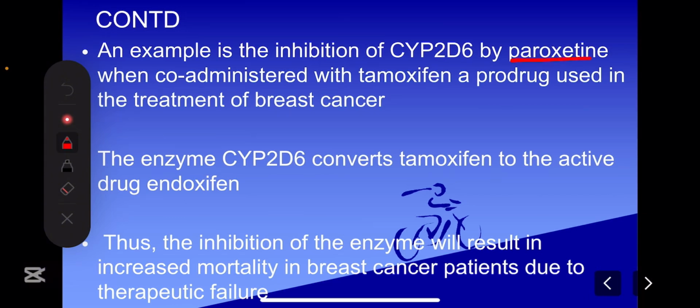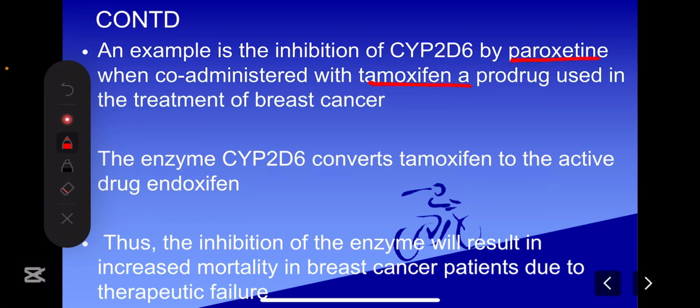Now, there is what we refer to as paroxetine. Paroxetine is a drug used to treat depression. It's an antidepressant. Yes, paroxetine is an inhibitor. When we say it's an inhibitor, this means it reduces the action of cytochrome P450. Now, when you administer paroxetine with tamoxifen, which is a drug used to treat breast cancer, note that tamoxifen is a prodrug.